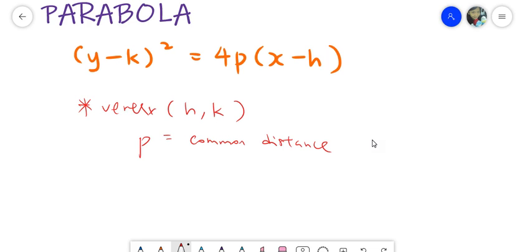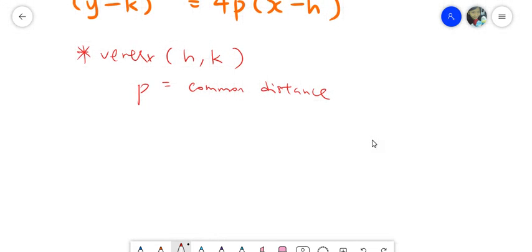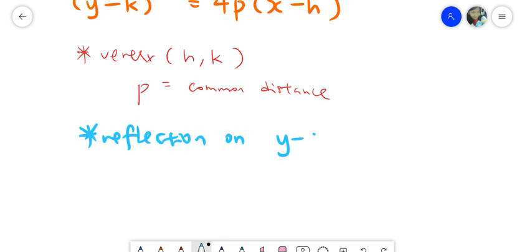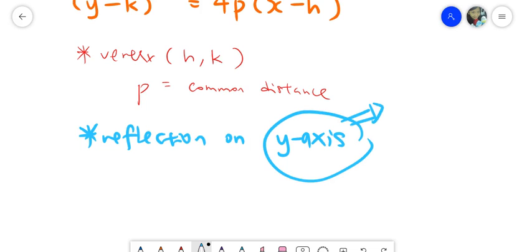So let us start, one by one. When you have y that is squared, it already tells you that it is a reflection on the y-axis. In other words, your y-axis is like a mirror. So how does it work?